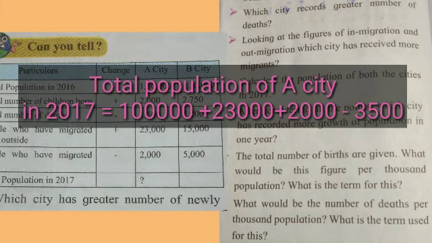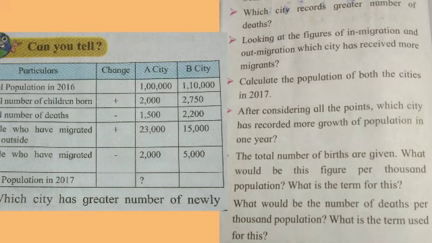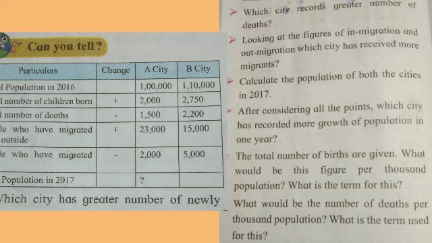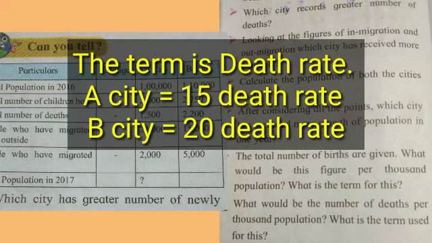Question number 6. The total number of births are given. What would be this figure per thousand population? What is the term for this? The total number of births are given. This figure per thousand is 20. This term is known as birth rate. Last question. What would be the number of deaths per thousand population? What is the term used for this? The term used for this is death rate. It is different for A and B city.